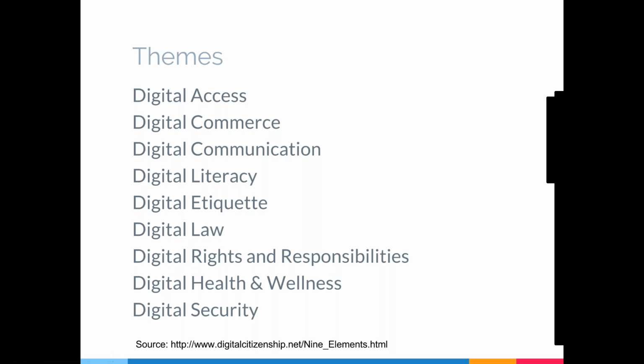To put it into context, if you go to Michael Ribble's site, he talks about these 9 elements, these 9 themes that digital citizenship falls into. Those themes include digital access. So being able to have access to the internet is important in today's society. We live in a knowledge-based society and a knowledge-based economy. You will find it very difficult to make money if you can't find information. So digital access is absolutely critical to being a digital citizen.